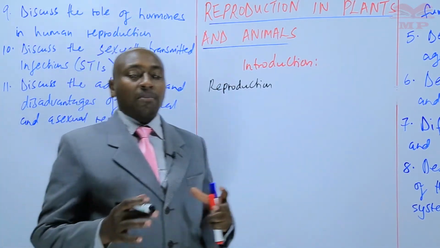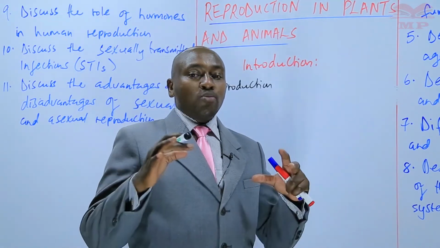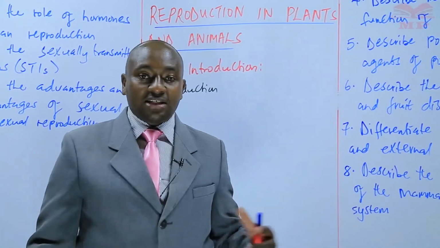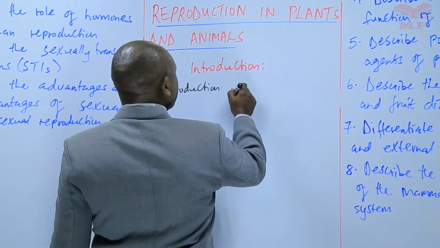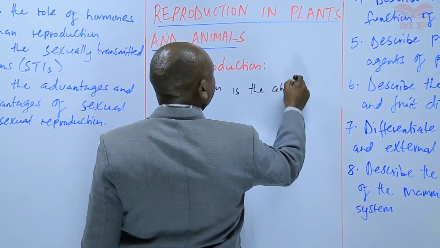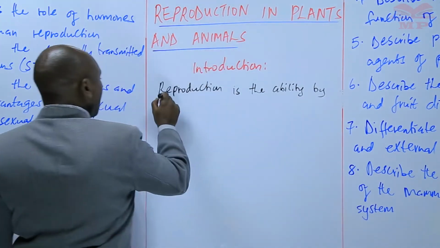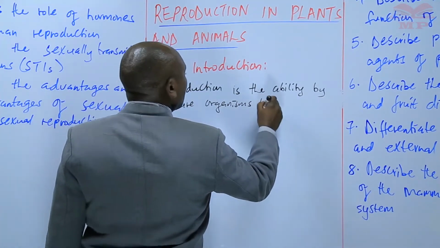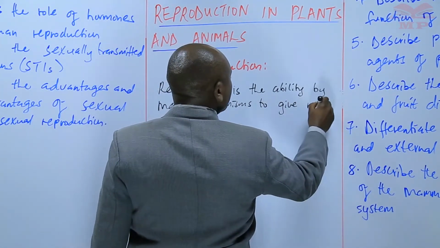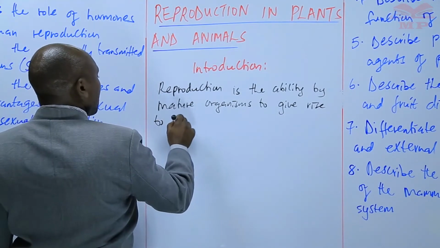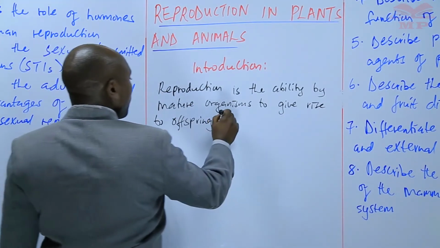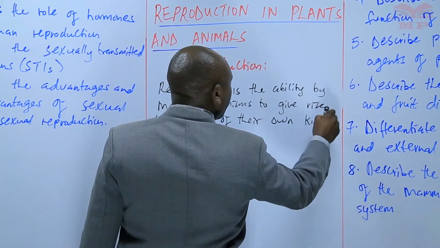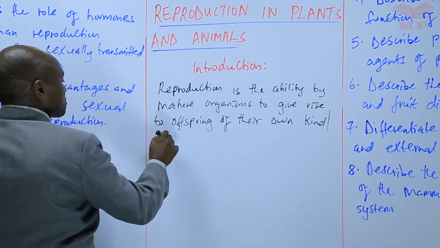So in this case, if you are talking about, for example, human beings, are the human beings mature and able to give rise to offspring of their own kind? That is reproduction. So you can say that is the ability by mature organisms to give rise to offspring of their own kind, or of their own species.